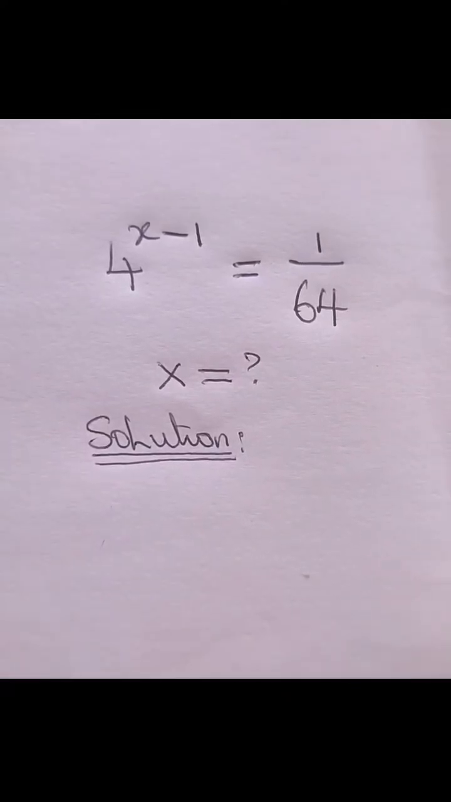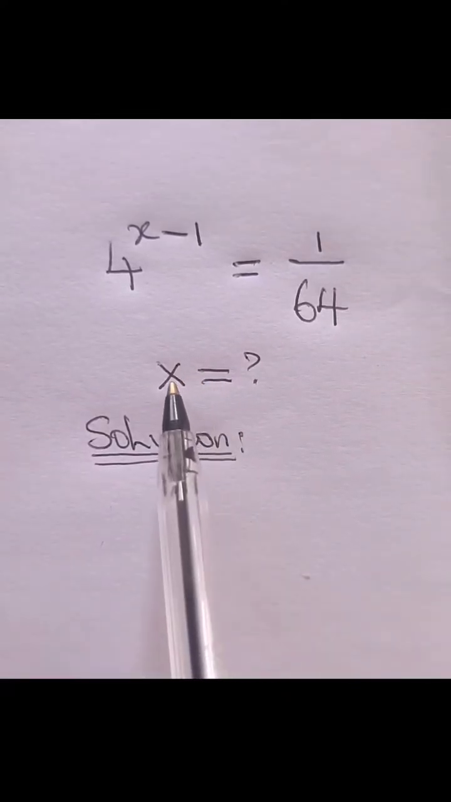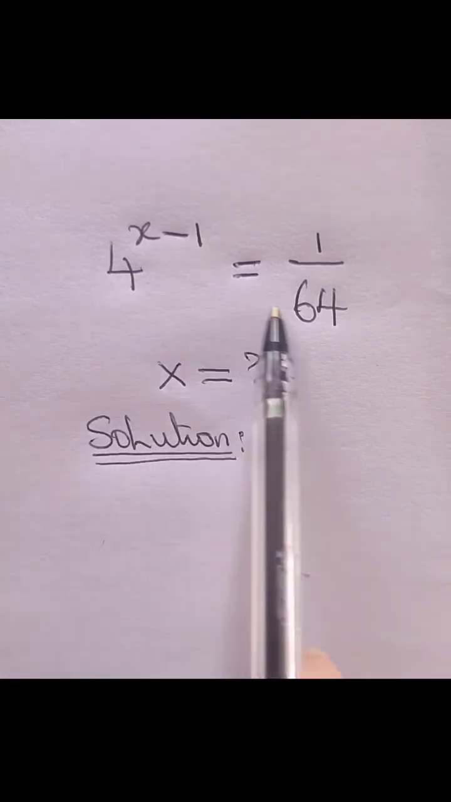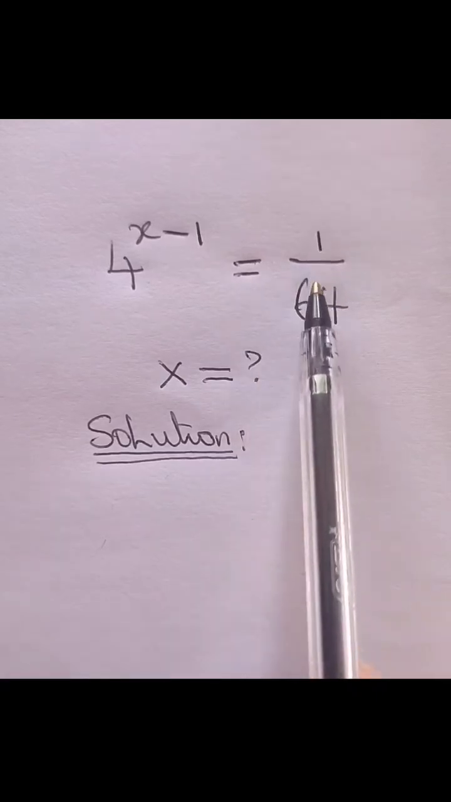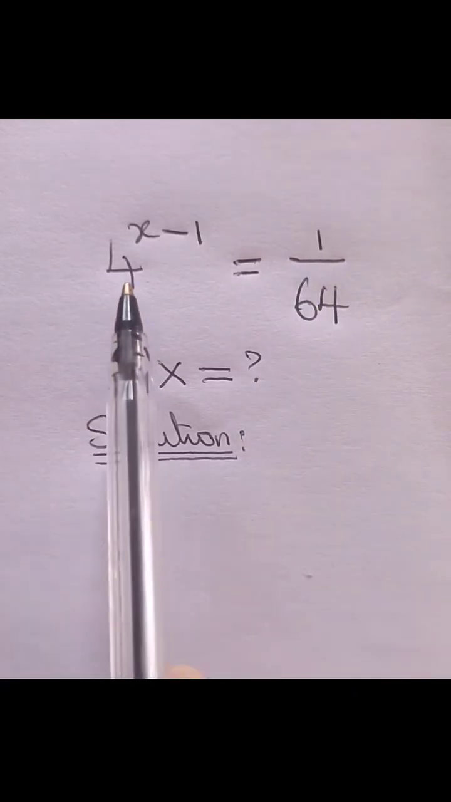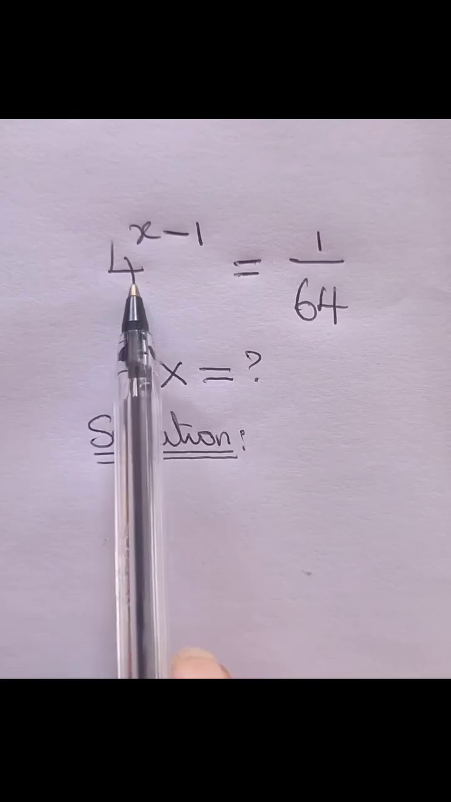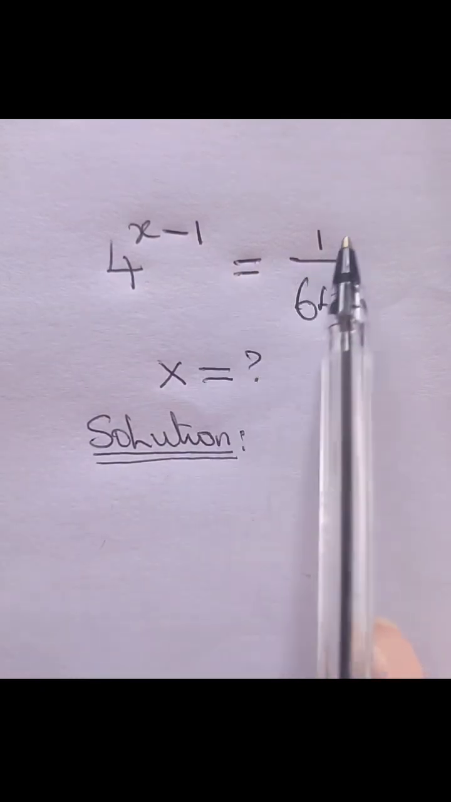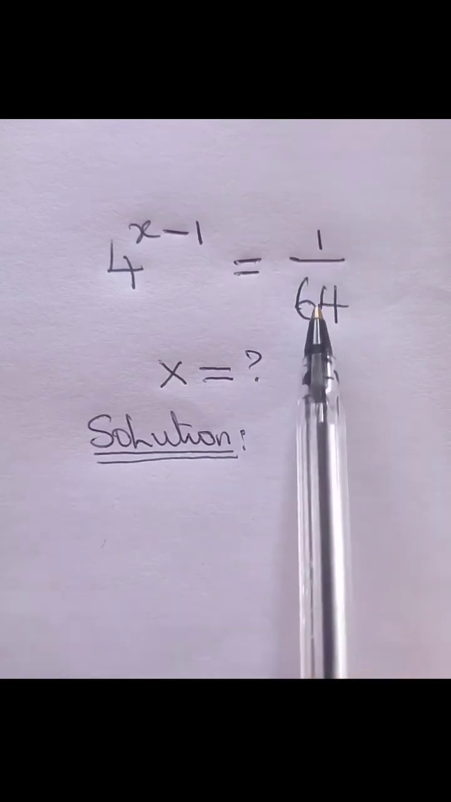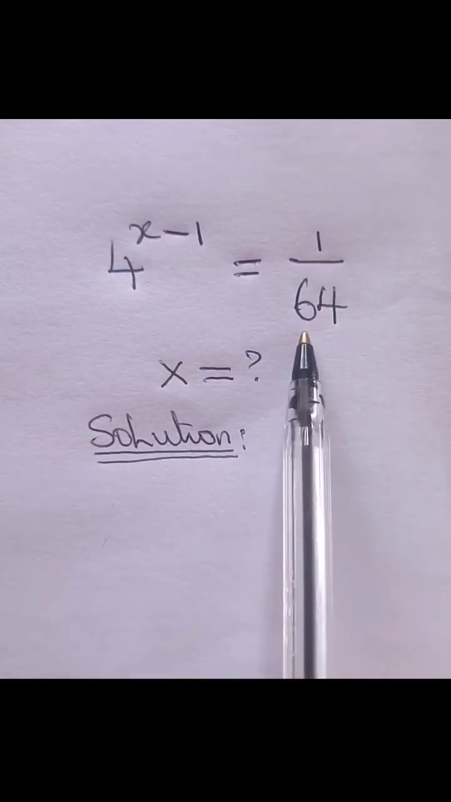Okay, let us answer this question. We have to find the value of x that will balance this equation, if 4 raised to the power x minus 1 equals 1 over 64. What we are going to do is to reduce all the bases to the lowest possible base. But before we do that, let us express this 1 over 64 in index form.